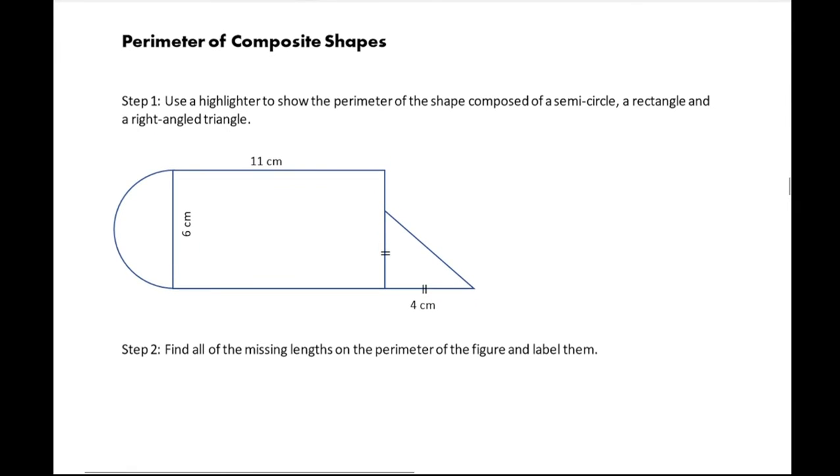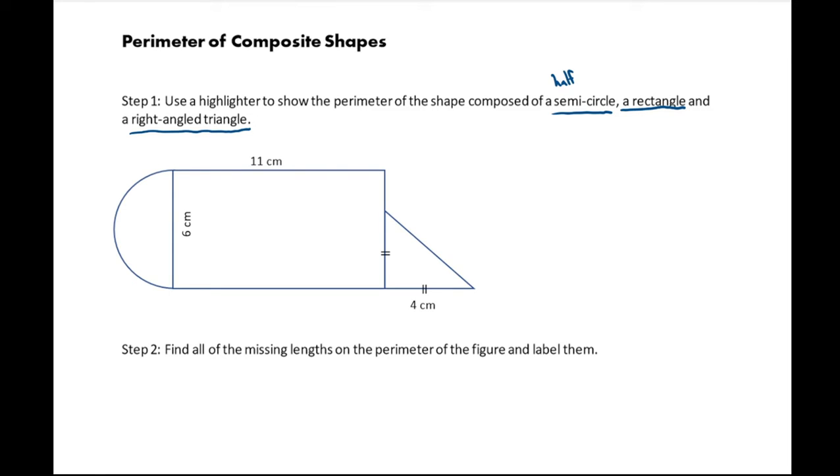So again, depending on what composite shape we get, we may have to adjust our circumference formula just slightly. In our example, we want to calculate the perimeter of this composite shape. First, we want to use a highlighter to show the perimeter of the shape, composed of a semicircle, which just basically means a half circle, a rectangle, and a right angled triangle.